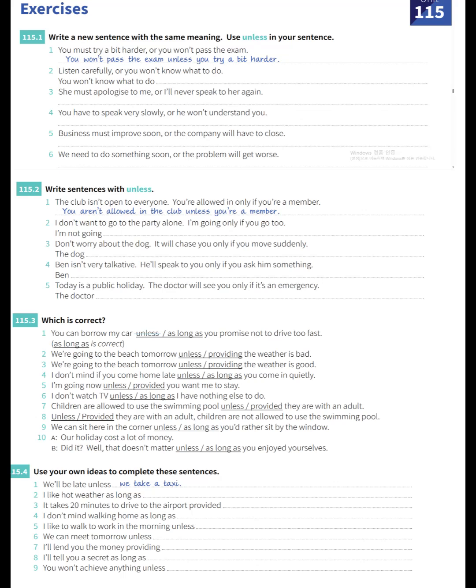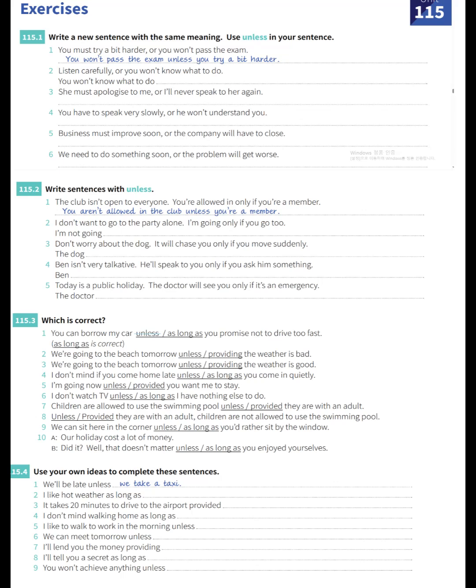Remember, when we use unless, providing, these are conditionals, meaning it's something positive for something negative to happen, or something negative for something positive to happen. If you say as long as you're happy, or provided you're happy, it still doesn't really apply because both are positive. One of them has to be negative. So I will lend you the money is positive, so providing has to be something negative. You will say, I will lend you the money providing you won't misuse it. See, now it becomes negative. You won't misuse it is negative. I will tell you a secret as long as you don't tell anyone.